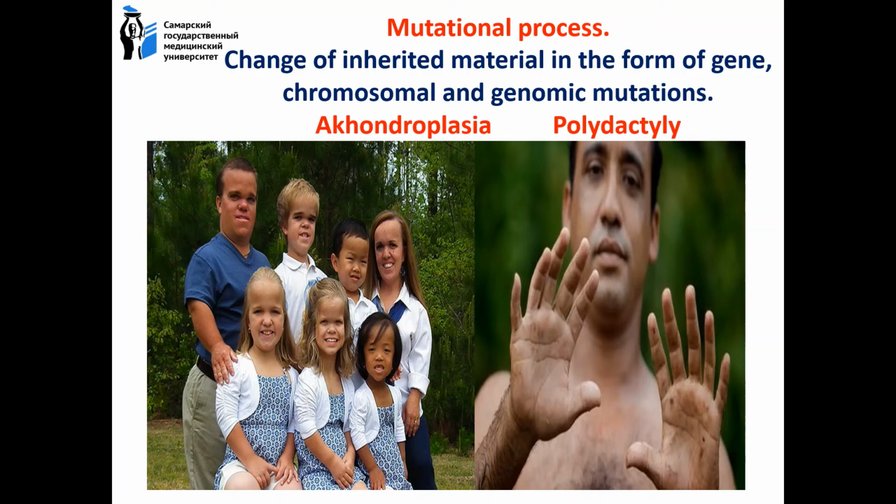Mutational process. Change of inherited material occurs as a result of gene, chromosomal, and genomic mutations. In some populations, there are many people with achondroplasia or polydactyly, for example, but in other ones there are no people with these mutations, or there are isolated cases of these disorders. It depends on mutation distribution in population.